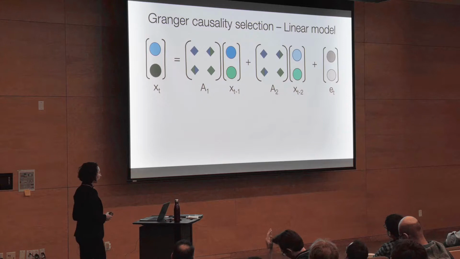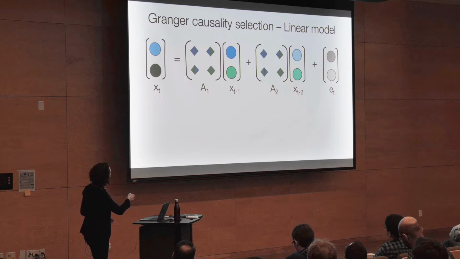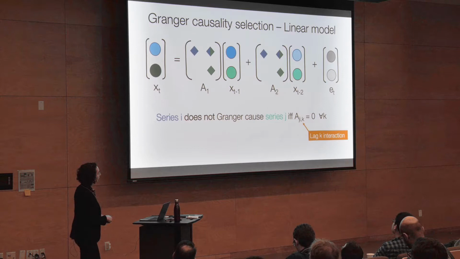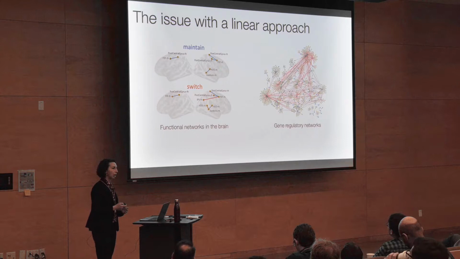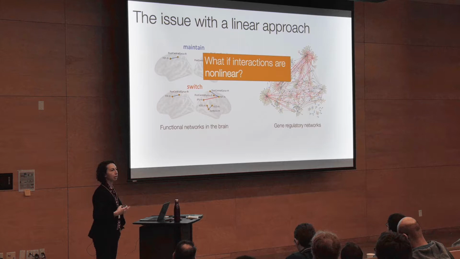Okay, well, a classical approach to doing Granger causality selection is to assume a linear model. So here I'm showing things just for two different time series and two potential lags defined by these lag matrices, A1 and A2, and then there's this additive noise term here. Well, we can say that series I does not Granger cause series J if the IJ entry is zero across all lags. Okay, well, what's the issue with this linear approach? Well, of course, in the settings that we've talked about here, as well as many others, the dynamics are almost assuredly nonlinear.